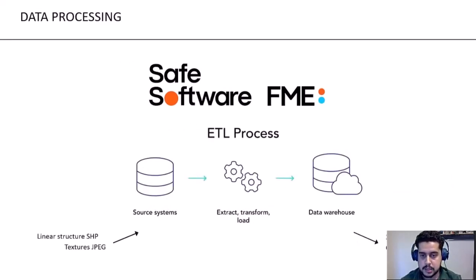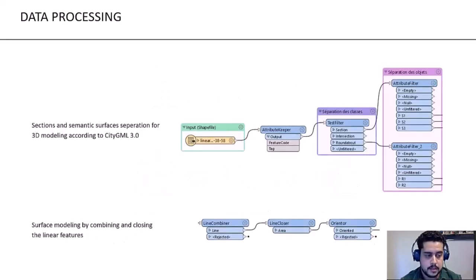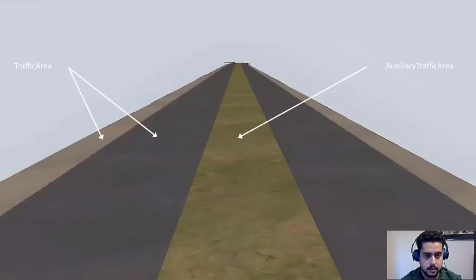So the next step is to transform this linear structure into a 3D road model, and we are using a spatial ETL process to do this. The software is FME, so we are using the linear structure and the textures to add the visual details of the road to the 3D model, and the output is a CityJSON file. The process is more complex than what we are showing here in this slide, but basically the first step is to separate different sections, intersections and roundabouts, and after that different surfaces for separate 3D modeling, and after that we combine the linear features of each surface and close them to create multi-surface geometry.